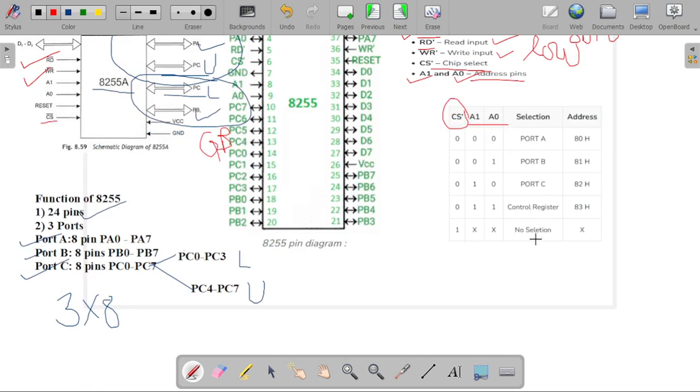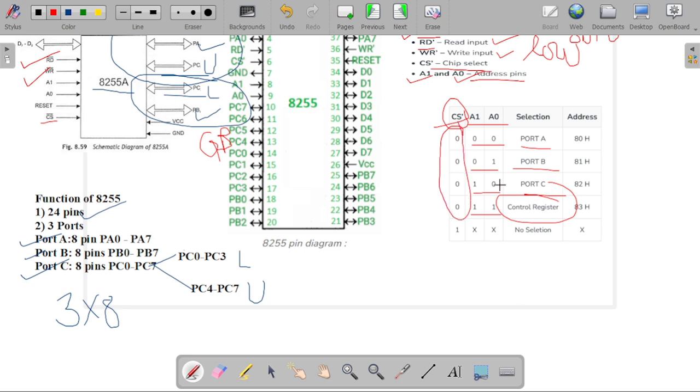Whenever we are considering this truth table for selection of the port, 0 and 0 is for port A. The selection 0 and 1 is for port B, and if it is 1 and 0, this is for port C, and if it is 1 and 1, then the control register will be activated. This is the low signal, so that time we are considering all of these signals as 0.